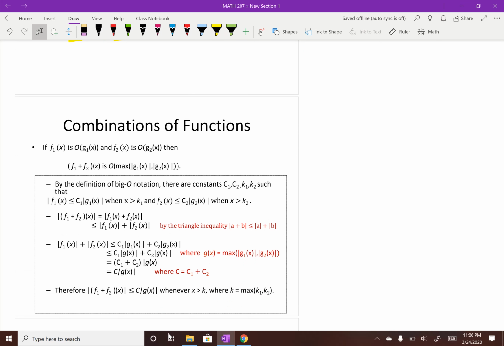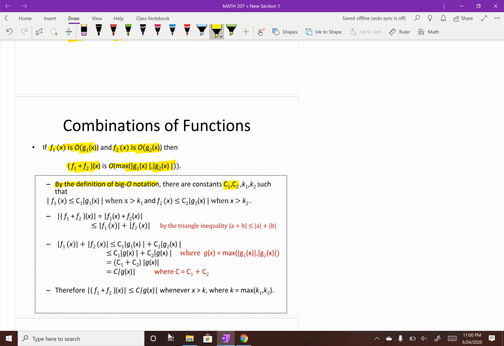So let's look at how you write the proof for the combination of two functions. Here, if f1(x) is big O of g1(x) and f2(x) is big O of g2(x), then you have to prove that the combination f1 + f2 of x is big O of the maximum of the absolute value of g1(x) and the absolute value of g2(x). Then you can apply the definition of big O notation, choosing two constants for each big O function.